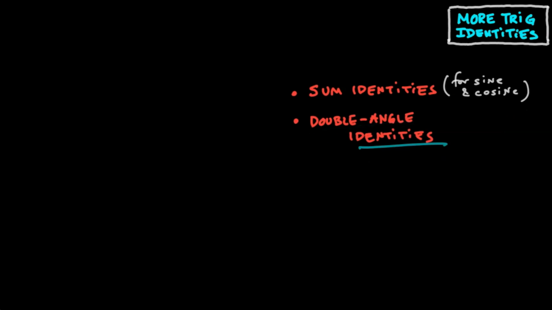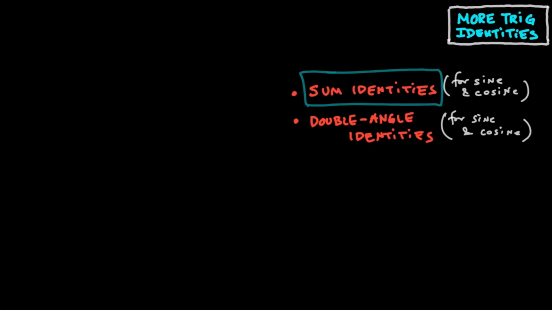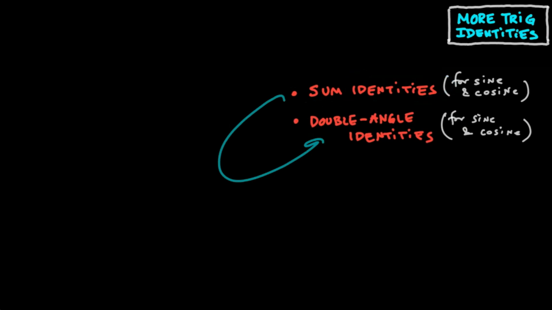But there are more. Oh yes, there are more, including a few more that you should know. The main ones we will discuss today are the sum identities for sine and cosine, and the double angle identities. We will have to fight a little bit to come up with the sum identities. Once we have them, though, we will be able to use them to derive the double angle identities in a matter of seconds. And as I said before, identities beget identities.